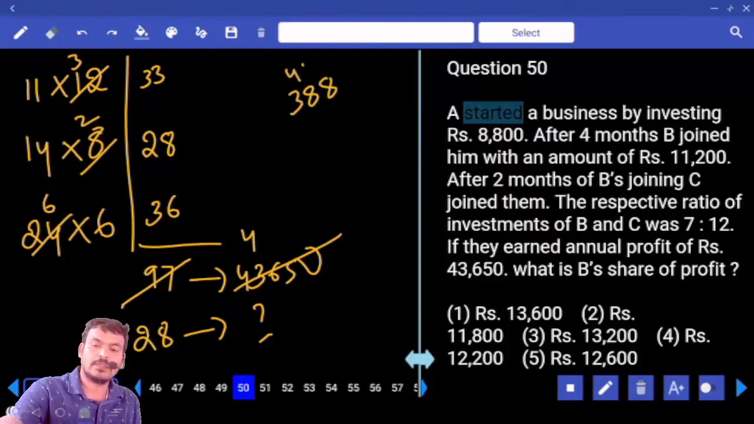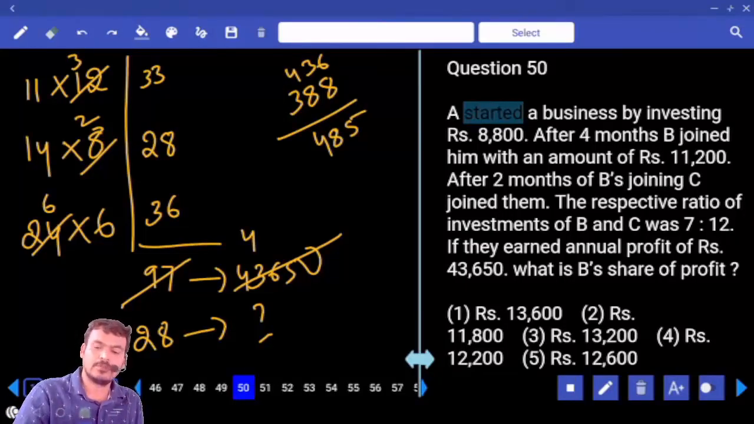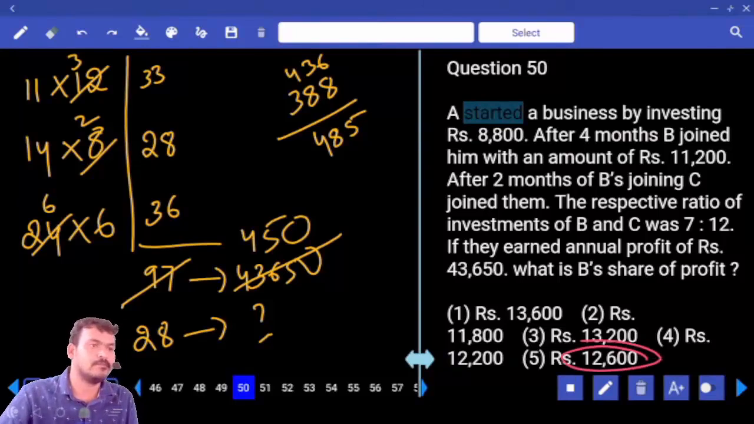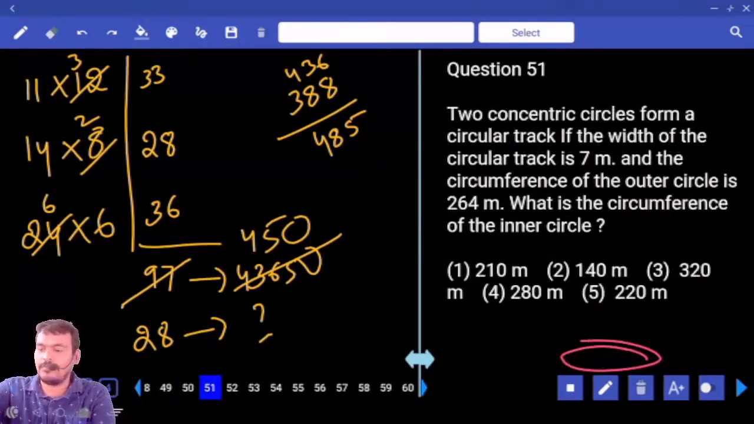Out of 436 we are subtracting 388. What is the remaining value? 485 or not? 485 means how many times? 5 times or not? 28 into 450. It is 12,600. Next question number 51.